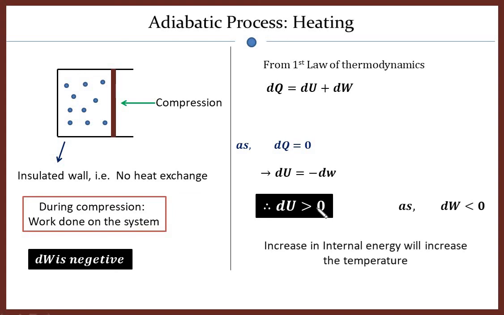We have just seen from the Joule experiment that internal energy depends upon temperature. So if the internal energy of a system increases, the temperature of the system will automatically increase. And it is true for the ideal gas. So an increase in internal energy will increase the temperature of the system, which means heating.